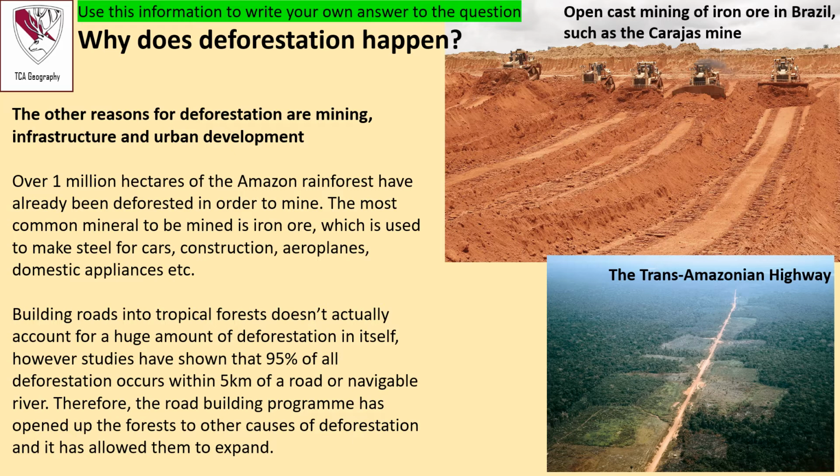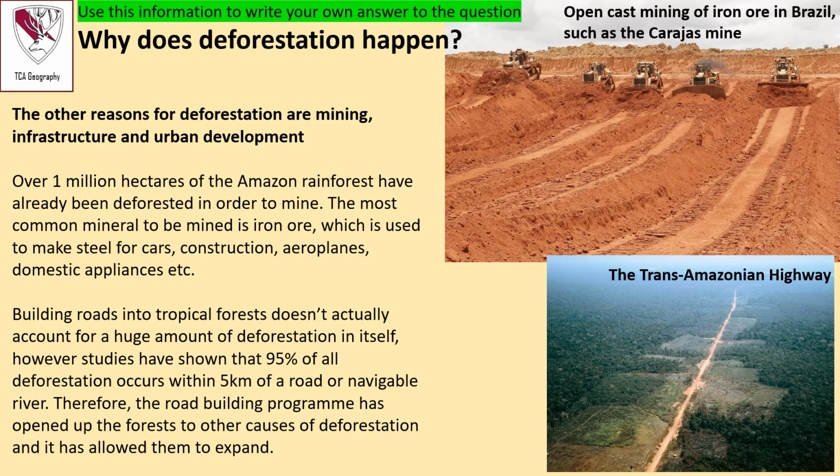Building roads into tropical forests doesn't actually account for a huge amount of deforestation in itself. And I think you can see this nicely in the picture here. The actual road doesn't take up very many hectares, doesn't take up very much land. However, studies have shown that 95% of all deforestation occurs within 5 kilometres of a road or navigable river.